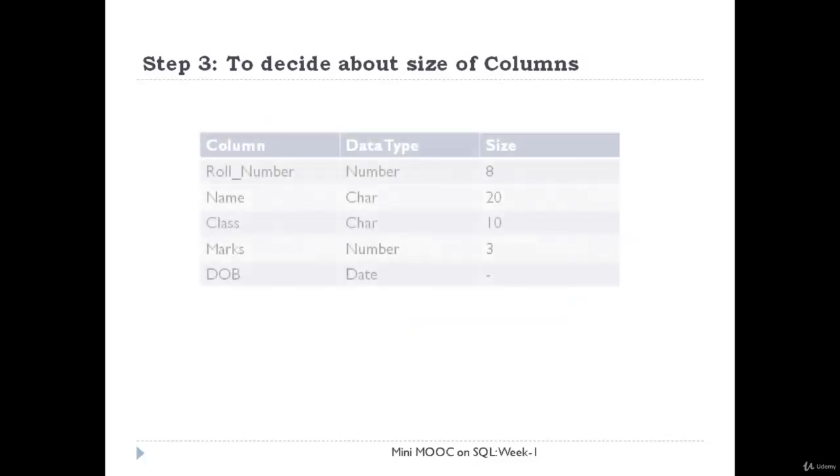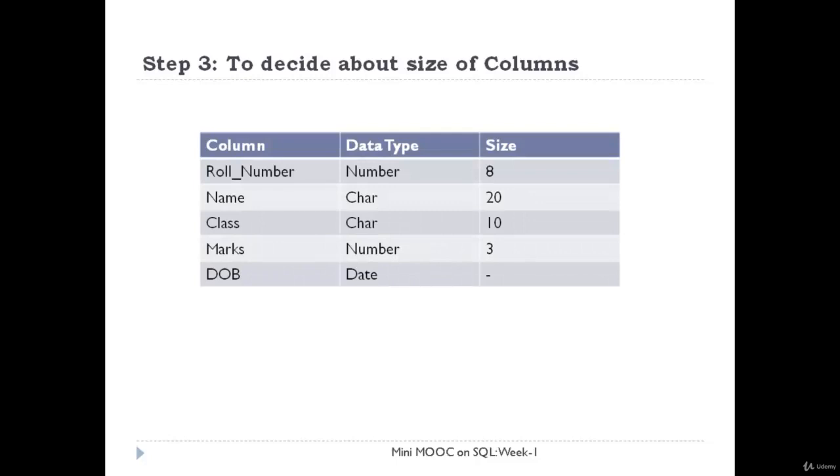Roll number may be of maximum 8 digits, so let's keep its size as 8. Name may be of maximum 20 characters, so keep its size as 20. Class as 10, marks as 3, and for date of birth there is no need to specify its size, as Oracle automatically defines it to accommodate day, month, year and time information. Now we are ready to create the student table.